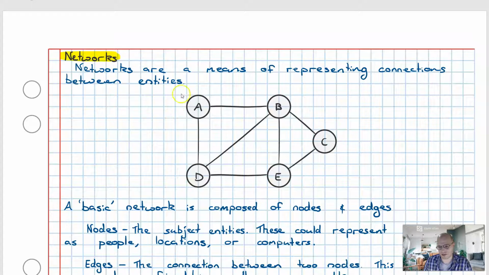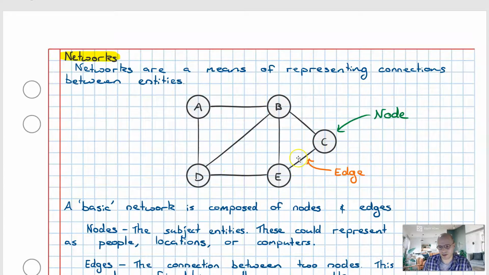If we turn our attention to the diagram over here, what we've got is a very basic network. This network is made up of two different types of components. The first type of component being a node, and the second type of component being an edge. Now, the nodes in this diagram are represented by the circles with the letters in the middle, letters simply meaning a name for each individual node, and the edges are represented by the lines linking the nodes together.